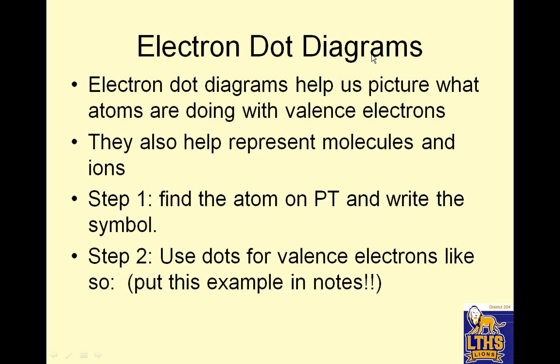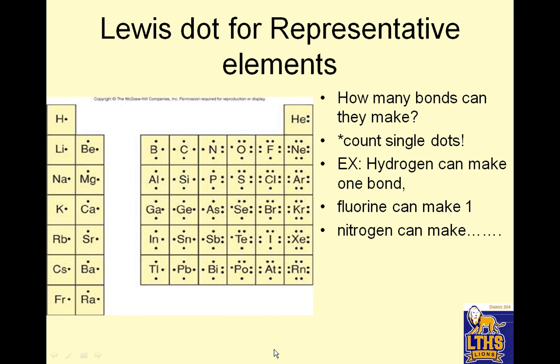Okay, electron dot diagrams. How can we draw some of those things that I was showing you earlier? They help us picture atoms and ions. So you find the atom that you're talking about on the periodic table and write down the symbol and then use dots for valence electrons like so. All right, so nitrogen. I'm finding it on the periodic table, I know it has 5 valence electrons because it's in group 5A. So I put the dots around 1, 2, 3, 4, 5. Each valence electron becomes a dot and you double up once each side is full. Okay, hey, look, it's a bunch of Lewis dots.